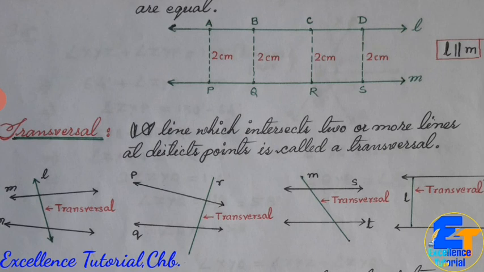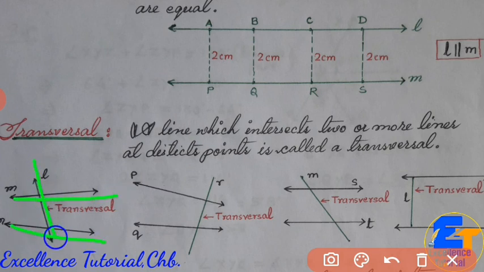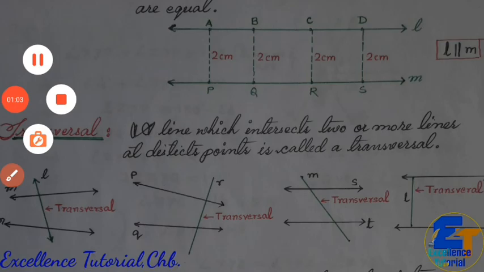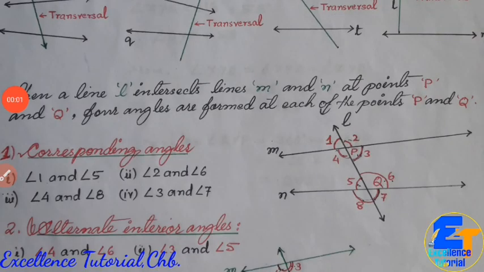Suppose two straight lines are there and a third line intersects them at two distinct points. So the third line is known as the transversal. You can see in this case line M, line N and the third line L intersect at this point and at this point. So this third line is called the transversal. Here also this is the transversal. R is called the transversal. For this figure M is called the transversal. So a transversal is a third line which intersects the other two straight lines.